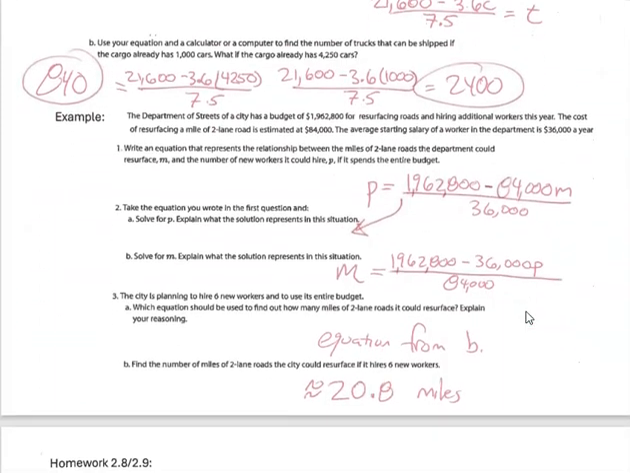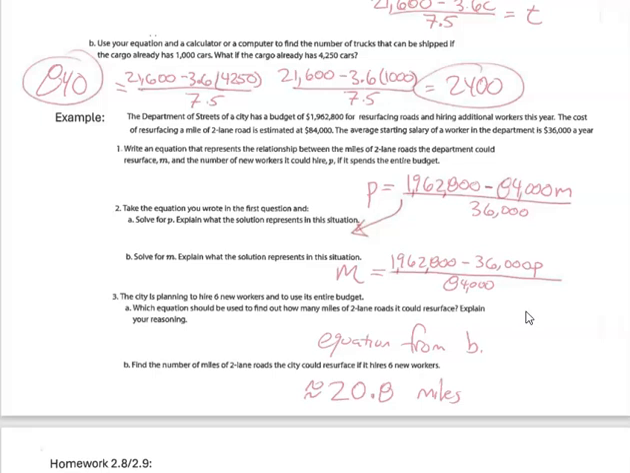Now, this last problem that we had here was similar to that problem. This problem was saying that you had $1.9628 million in the budget for resurfacing a road. They tell you how much it's going to cost for each mile when you're talking about just the concrete and everything. And then they tell you how much it costs for a salary for one of the workers. And we come up with our equation.